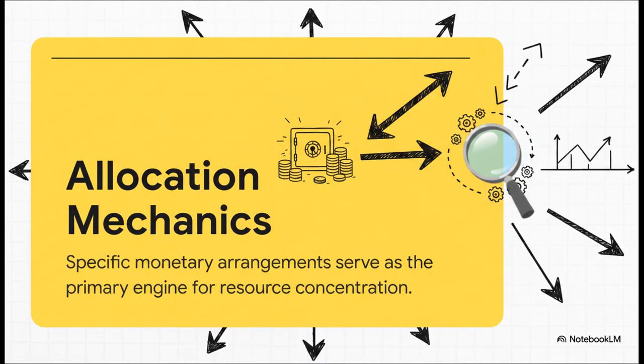Second, we have systemic allocation mechanics. This brilliantly illustrates the real rules of the game. The data shows that specific monetary arrangements, things like credit expansion and systemic distribution differences, serve as the primary engine for resource concentration. To translate that economic jargon for a second, the structural rules of how money is created and distributed naturally pull resources tightly to the center. It's basically a gravitational pull. This allocation mechanic perfectly explains why the rich often get richer during systemic shifts, totally regardless of what the intended policy was.